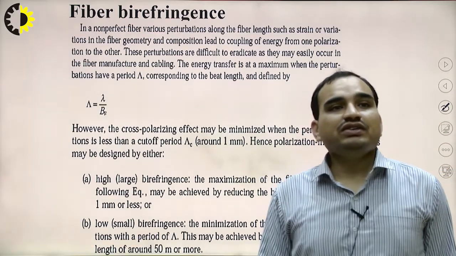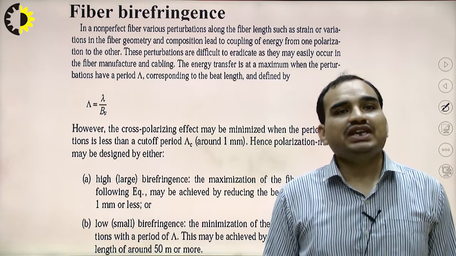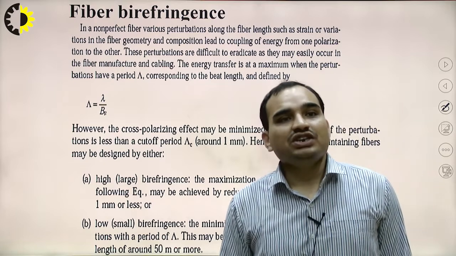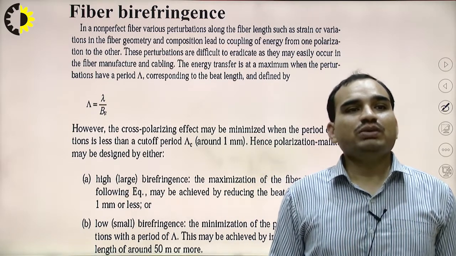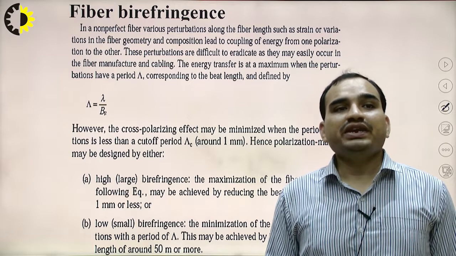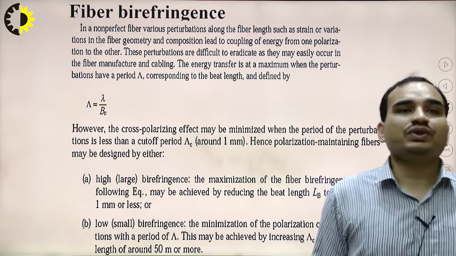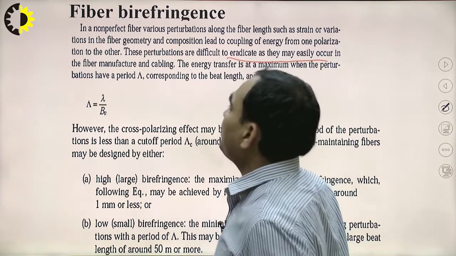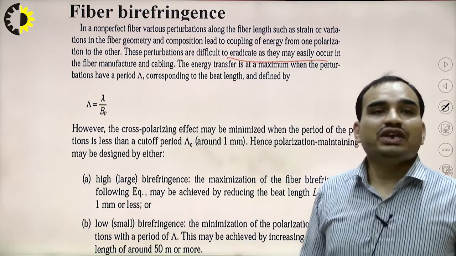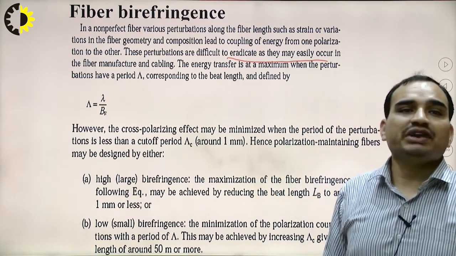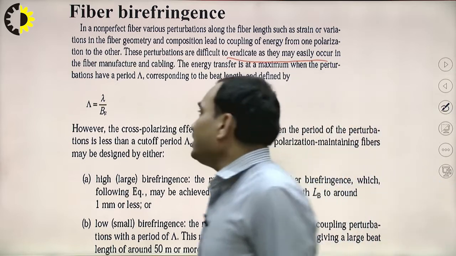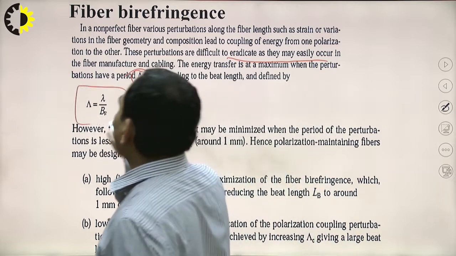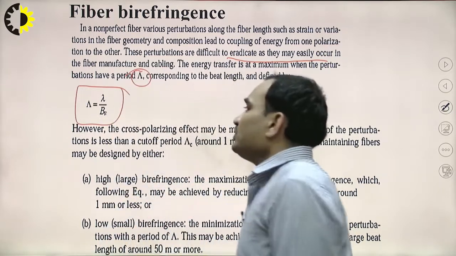In a perfect fiber, various perturbations along the fiber length, such as strain or variations in the fiber geometry and composition, lead to the coupling of energy from one polarization to the other. The perturbations are difficult to eradicate, as they may easily occur in fiber manufacturing and cabling. The energy transfer is maximum when the perturbations have a period corresponding to the beat length, given by period equals lambda by Bf.